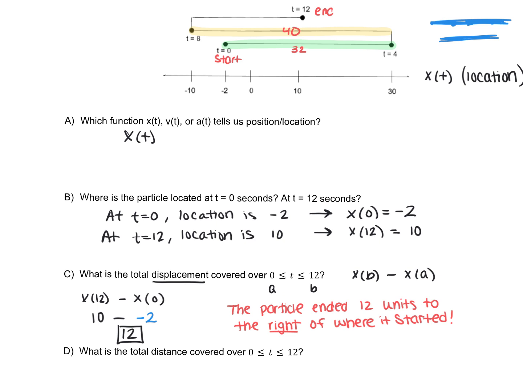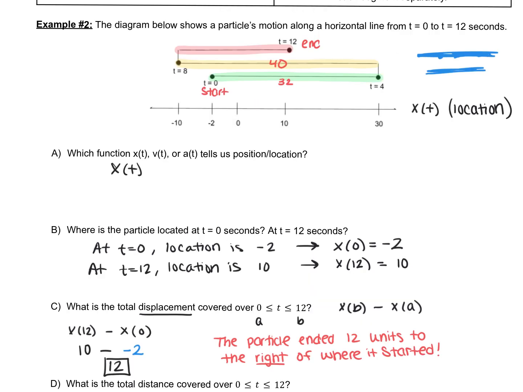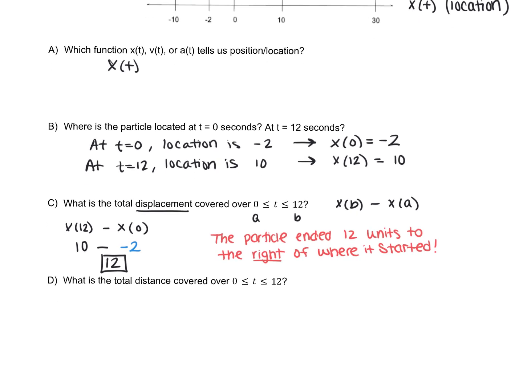And then the last segment is here. So say I want to go from time equals 8 to time equals 12. So I'm going from -10 to +10. So -10 to 0 is 10. And then 0 to 10 is another 10, so 20. So this distance here would be 20. So if I want the total distance, I'm just going to add up the 20, the 40, and the 32. So 20 plus 40 plus 32 is equal to 96 units.